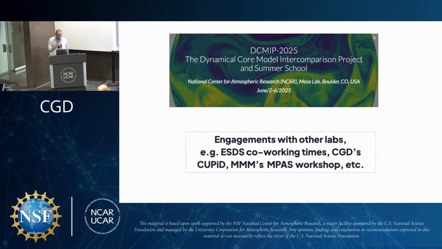Some other community activities or engagements that we are having include Christian Jablonowski's DCMIP, which UXarray has been exchanging some emails about and supporting some of the visualization things. There are more we will be doing there. Also, some engagements with other labs, Earth System Science and Earth System Data Science. Co-working times were one of them that we did in the past and turned out to be very effective for the scientific and development community.